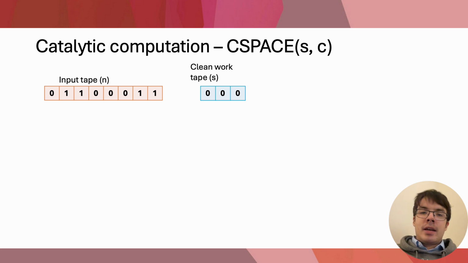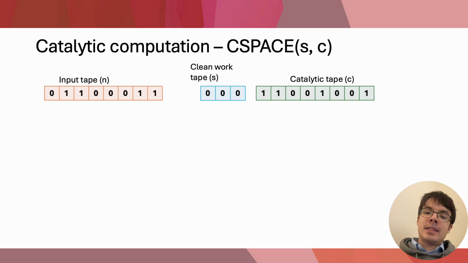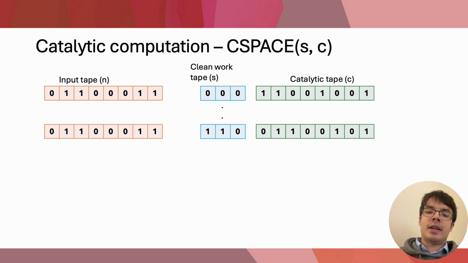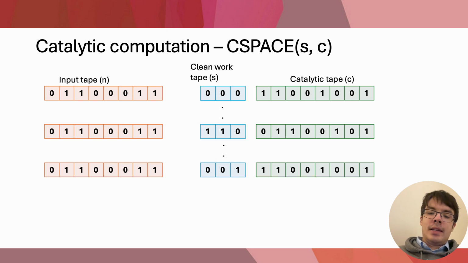Just as any normal Turing machine, a catalytic Turing machine has an input tape of length n, a work tape of length s, but now it is given additional access to a catalytic tape of length c. The work tape starts in the all-zero state, the input tape contains the input data, but the catalytic tape starts in an arbitrary state. Then, during the computation, the catalytic Turing machine can do anything it wants with both the work tape and the catalytic tape, but at the end of the computation, the catalytic tape must be returned to its original state. The main difference between the work tape and the catalytic tape is that the catalytic tape can start in any state and must be returned in its original state, whereas the work tape always starts in the all-zero state.